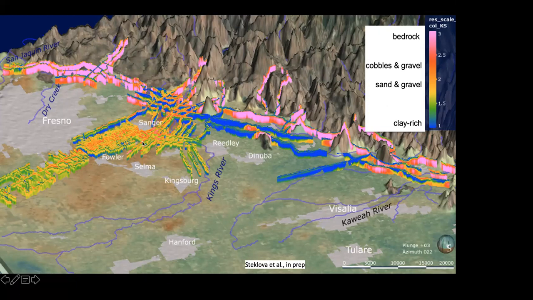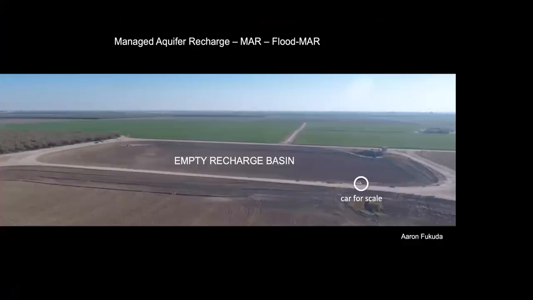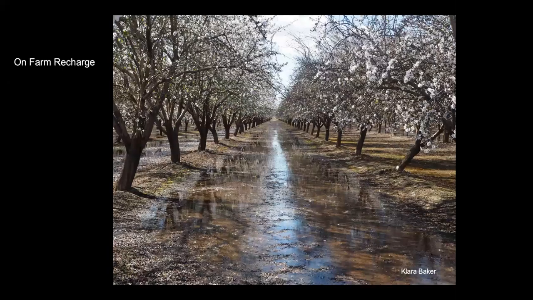Now, the extent to which this is being used for natural recharge is not clear at this point. But we are now discussing using these locations as managed recharge sites, where we collect water, any water that's available. It could be flood water, it could be a year where there's some excess surface water, and we put it on these coarse grain materials and get it into the subsurface. And this whole idea of managed aquifer recharge is becoming very popular in the Central Valley, where you capture, and it's MAR, and people call it flood MAR because the first idea was we always use flood water, but now it's like, let's use any available water. And you have, for example, empty recharge basins, or you use farmers' fields, almond groves, it's called on-farm recharge.